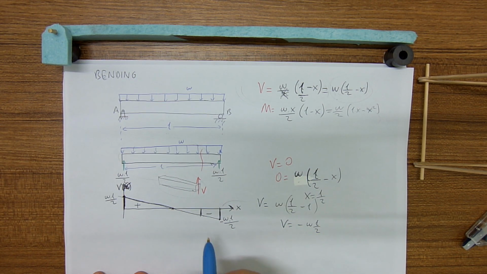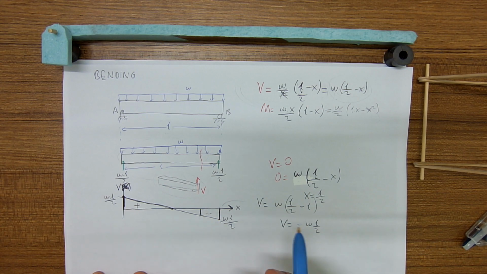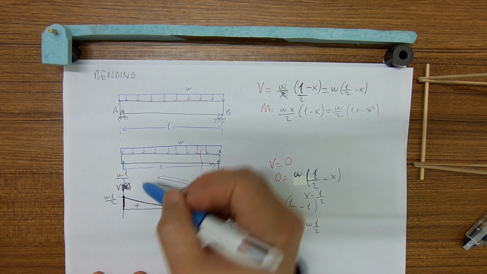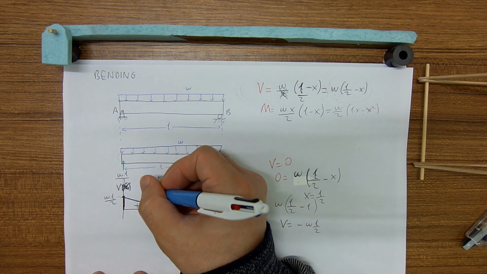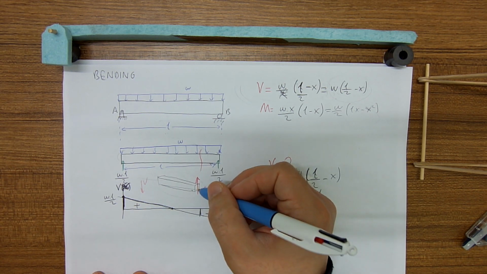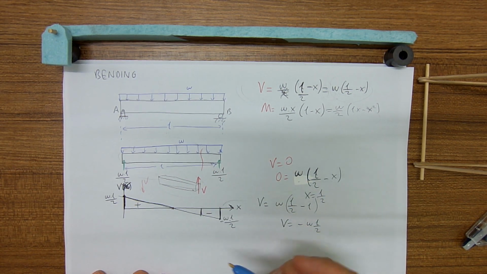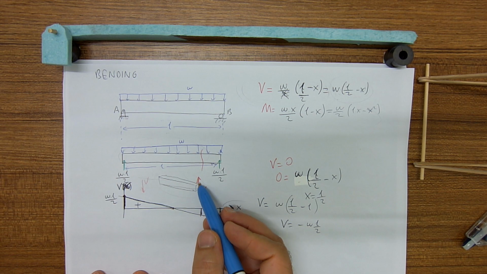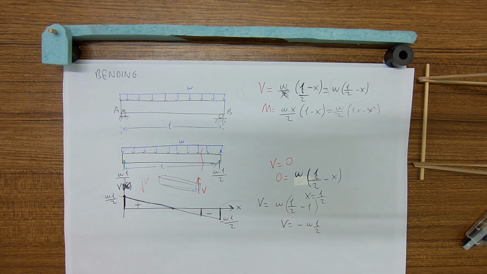In the previous lesson I tried to explain why we call this direction positive. From that you can understand why this direction is negative. Okay, we carry on to the moment diagram.